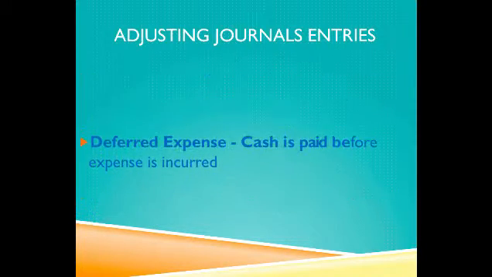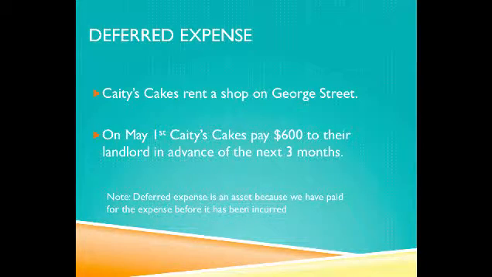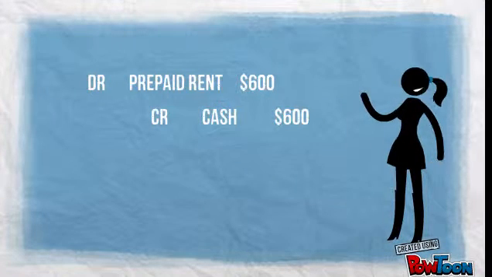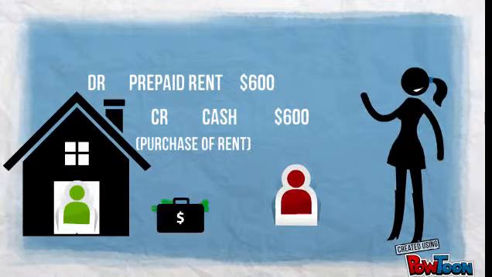Now for deferred expense, which is cash that is paid before the expense is incurred. Katie's Cakes rent a shop on George Street. On May 1st, Katie's Cakes pay $600 to their landlord in advance for the next 3 months. Note that deferred expense is an asset because we have paid for the expense before it has been incurred. So we debit prepaid rent $600 and credit cash $600 for the purchase of rent.